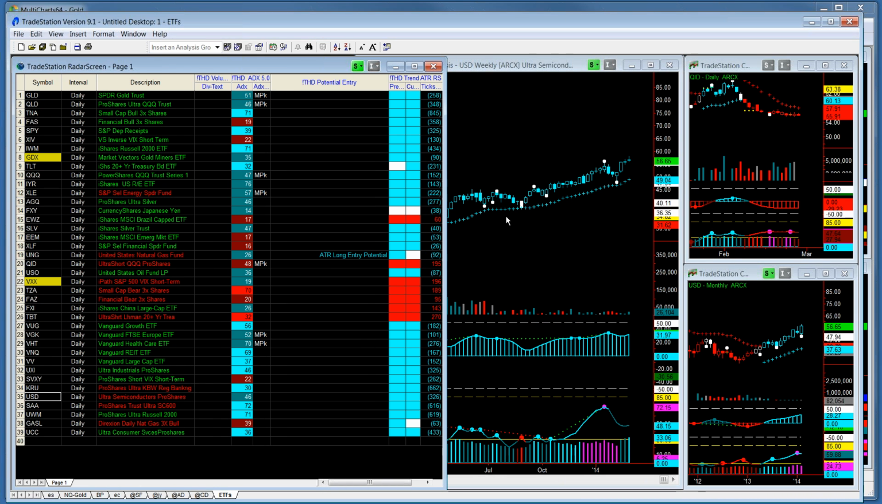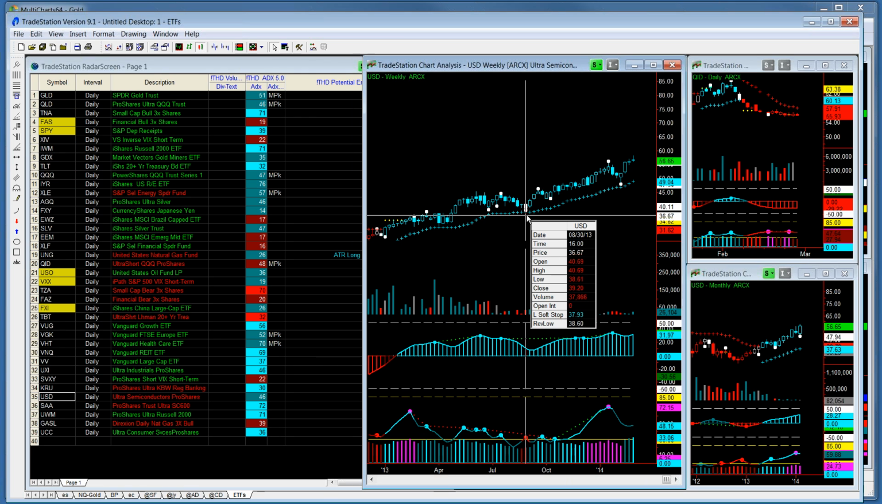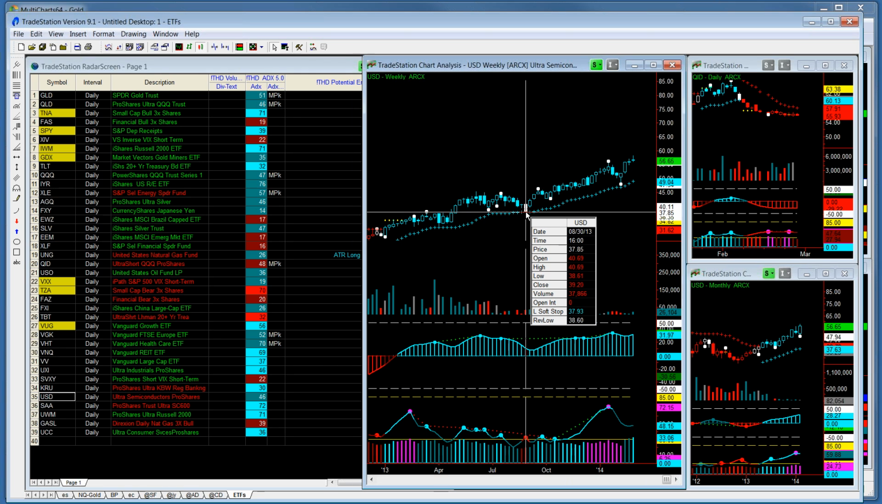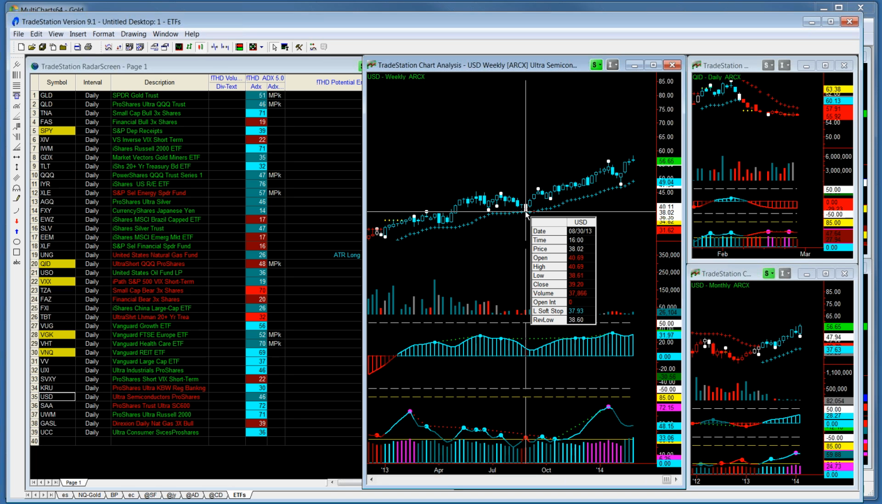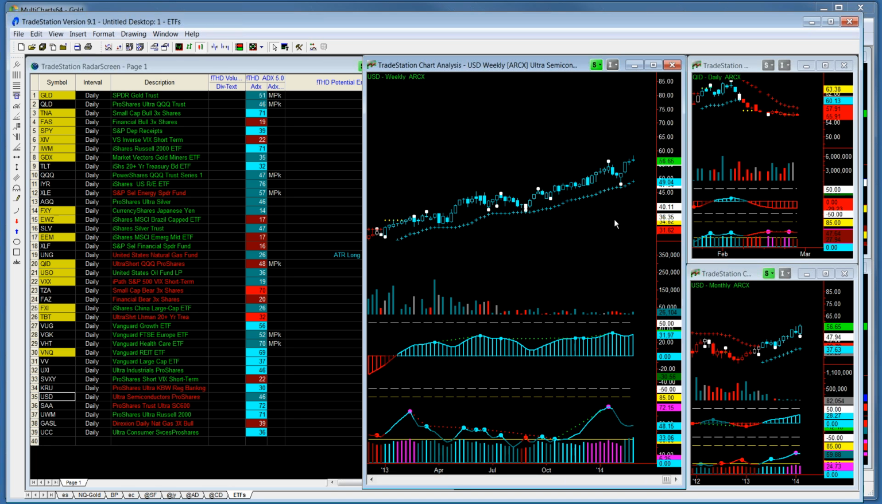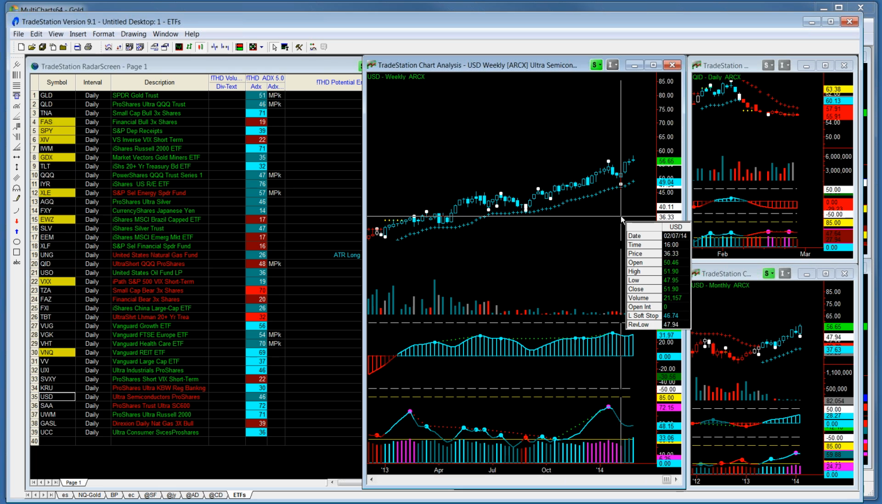USD. You did have divergence here. Between here and here you had divergence. You also had divergence between here and here because this is a lower low. And you also had divergence here.